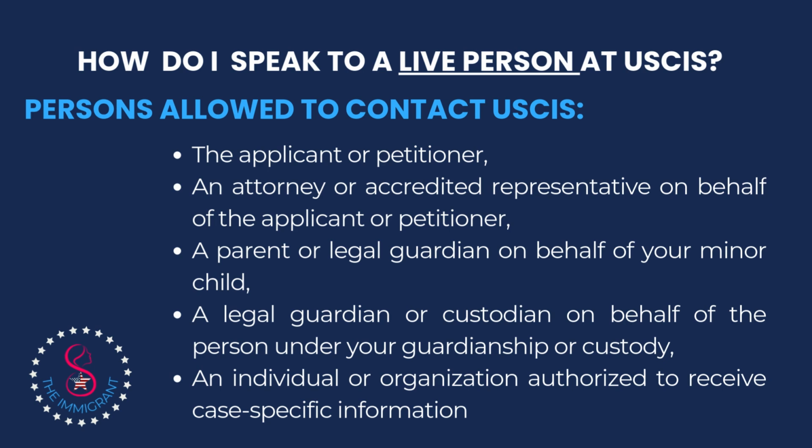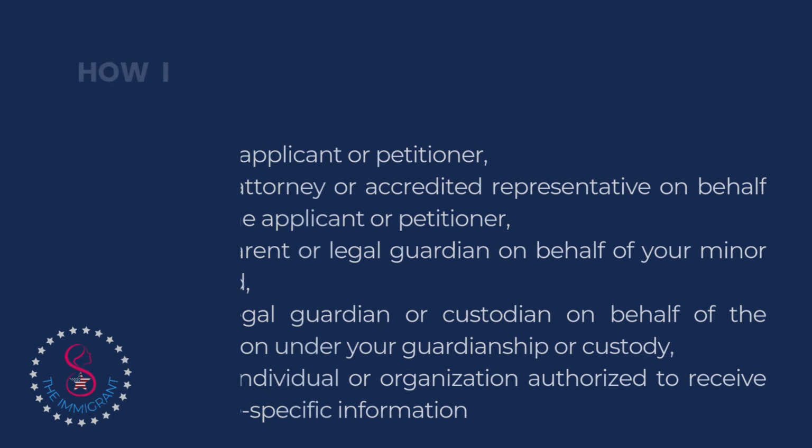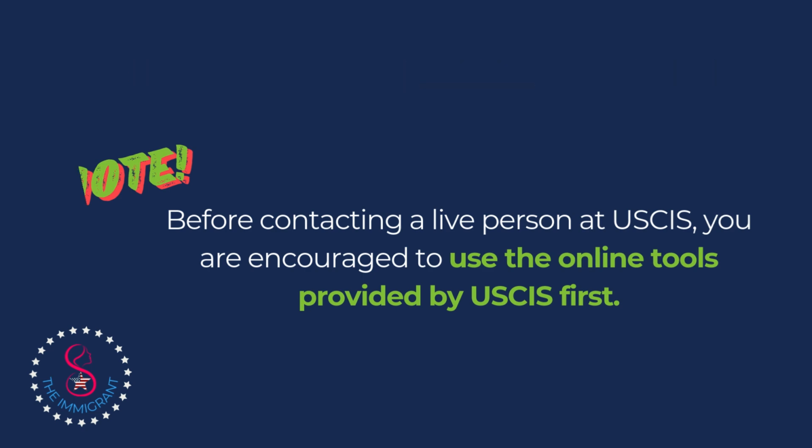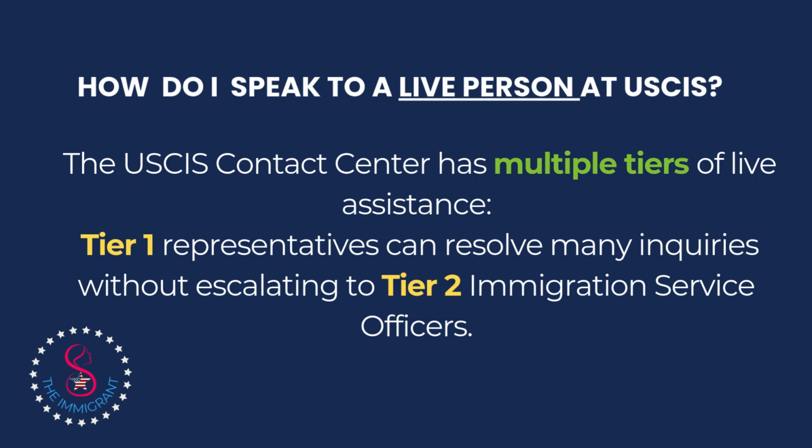When using live assistance, be prepared for a possible wait to speak to a USCIS Contact Center representative by phone. Always try their online tools first. The USCIS Contact Center has multiple tiers of live assistance. Tier 1 representatives can resolve many inquiries without escalating to Tier 2 immigration service officers.